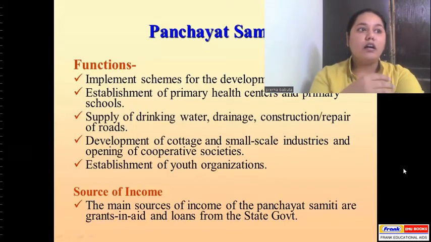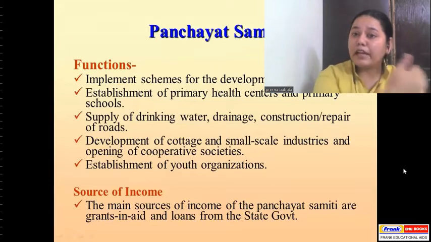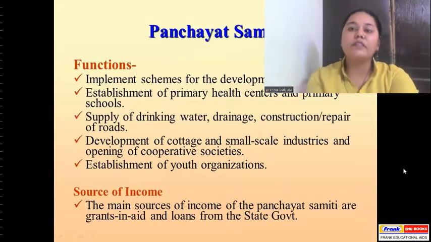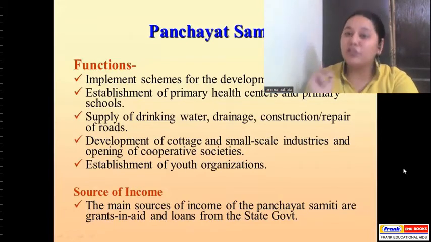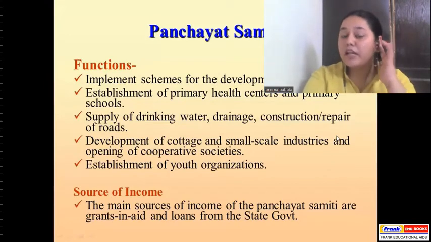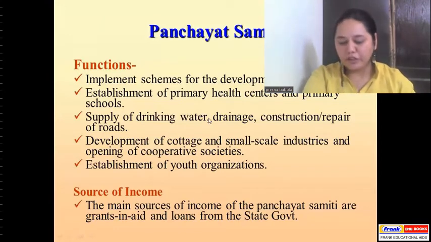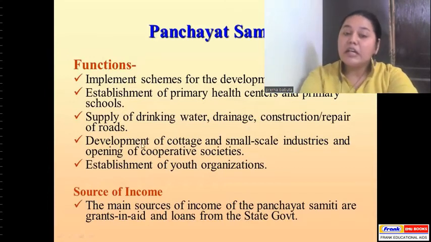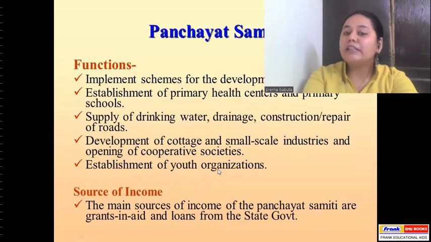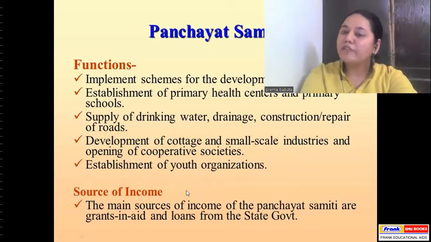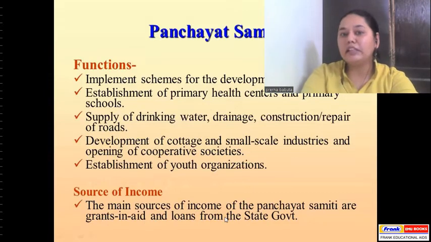So for example, let's say people can get loans for agriculture without giving any collateral or a guarantee. To ensure that that scheme is implemented in the villages, the panchayat samiti looks into it. Then establishment of primary health centers and primary schools, supply of safe drinking water, drainage patterns need to be taken care of, construction and repair of roads. Development of cottage and small scale industries. Again, this is talking about increasing the source of income or increasing employment opportunities at the block level, and establishment of youth organization. Source of income, we understand, is grants, aids and loans from the state government.